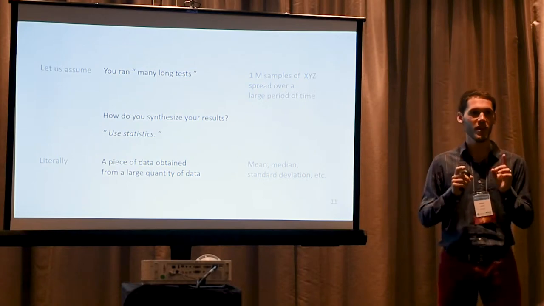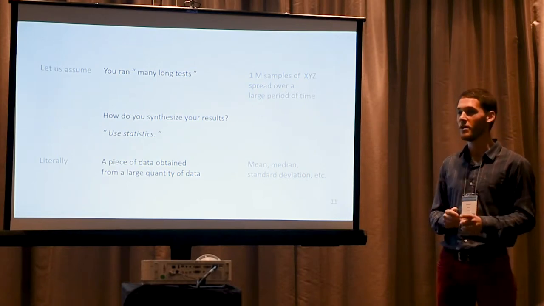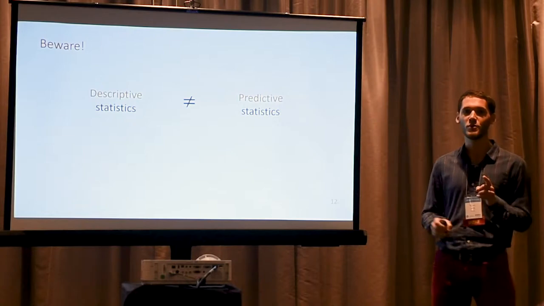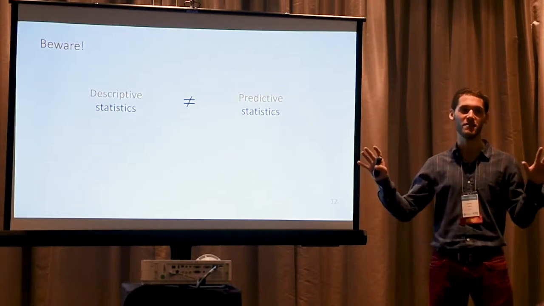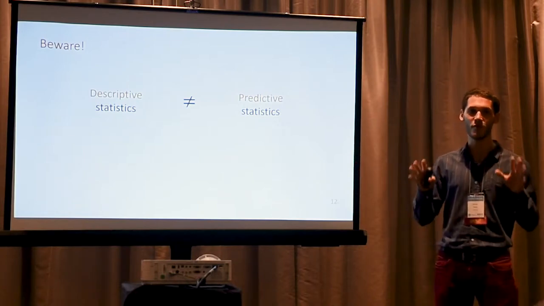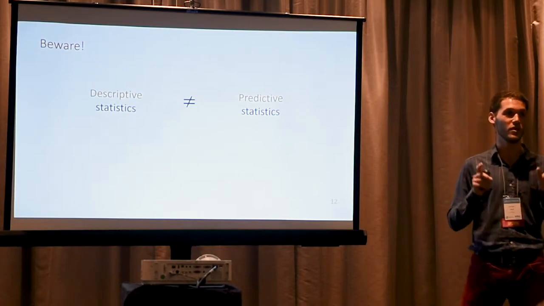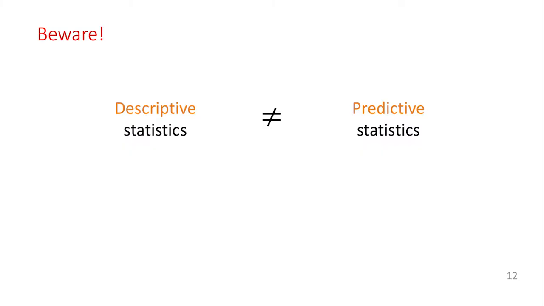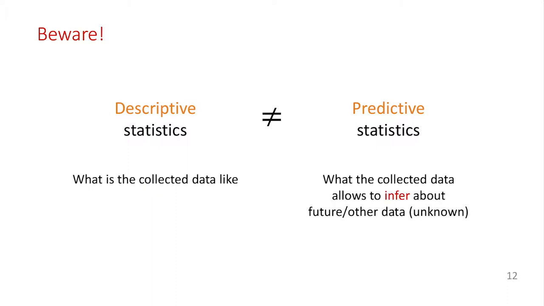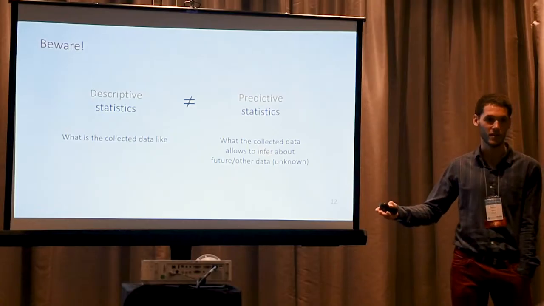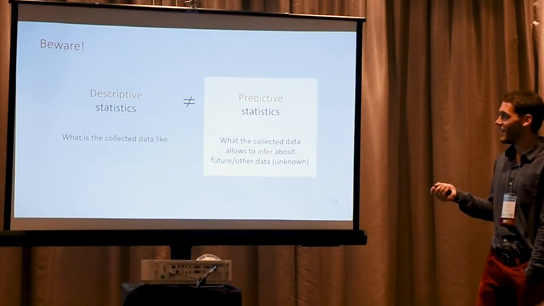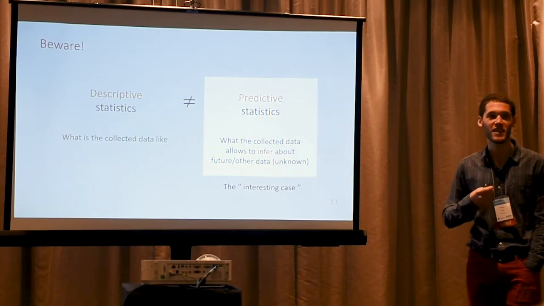Now comes the really tricky thing that you should all be aware of. Make the difference between descriptive and predictive statistics, which are completely different things that allow you to make different claims. Descriptive statistics tell you what your data is like. The predictive statistics, on the other hand, tell you what the collected data allows you to infer or to predict about what could happen or what could have happened. And this is the most interesting case for us.